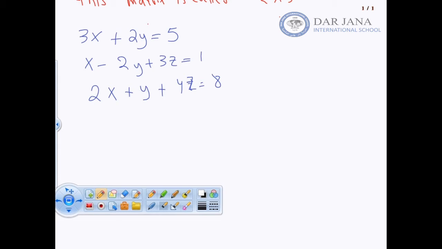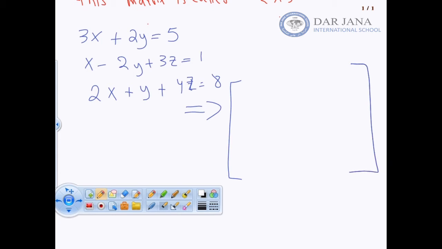Now, first question, we need to look at this system of equations and check: is it written in standard form? What do I mean by standard form? The variables should be on the left side and the constant term should be on the right side. So we have 3x plus 2y equals 5, x minus 2y plus 3z equals 1, 2x plus y plus 4z equals 8, and this system is written in standard form. We need to change it to an augmented matrix.